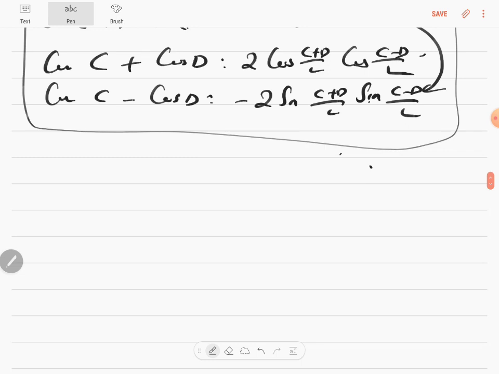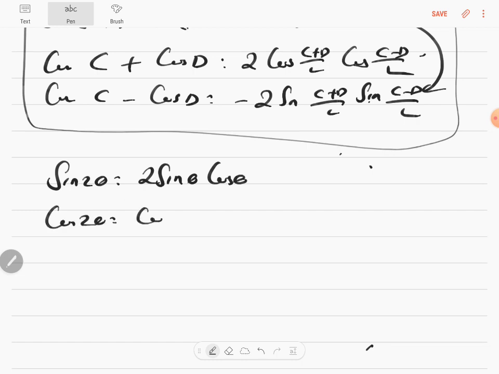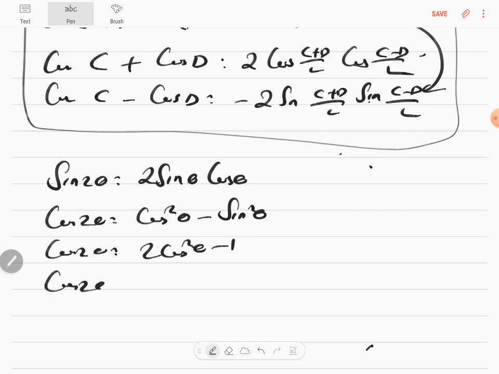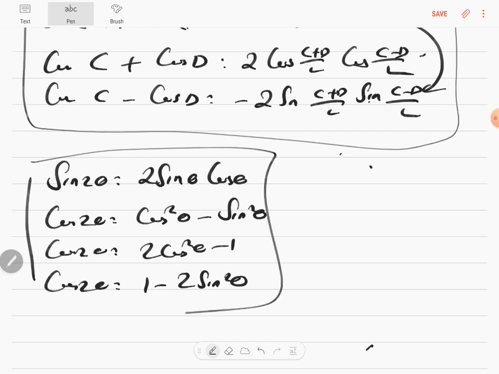Okay. Then next comes sin 2 theta. Sin 2 theta is 2 sin theta cos theta. Then is cos 2 theta. There are 3 formulas, which is cos square theta minus sin square theta. Cos 2 theta is also 2 cos square theta minus 1. And cos 2 theta is also 1 minus 2 sin square theta. And these formulas are very important.